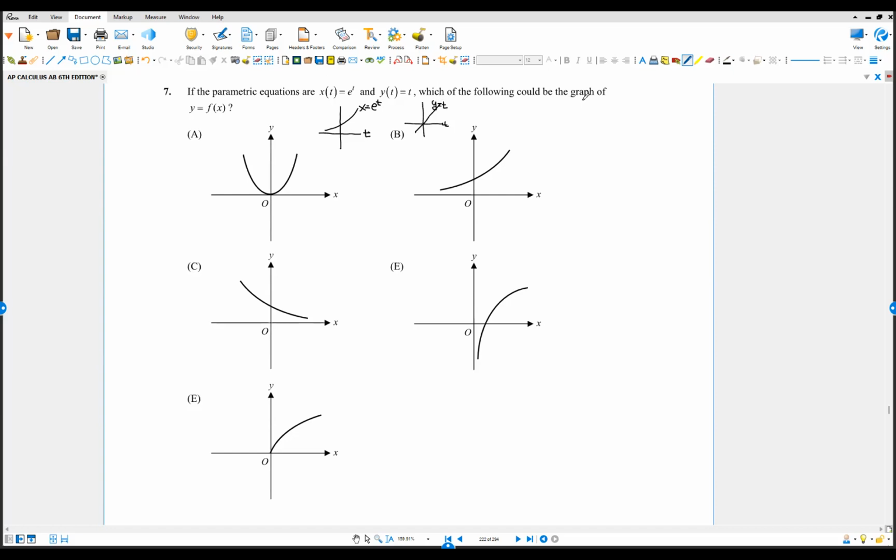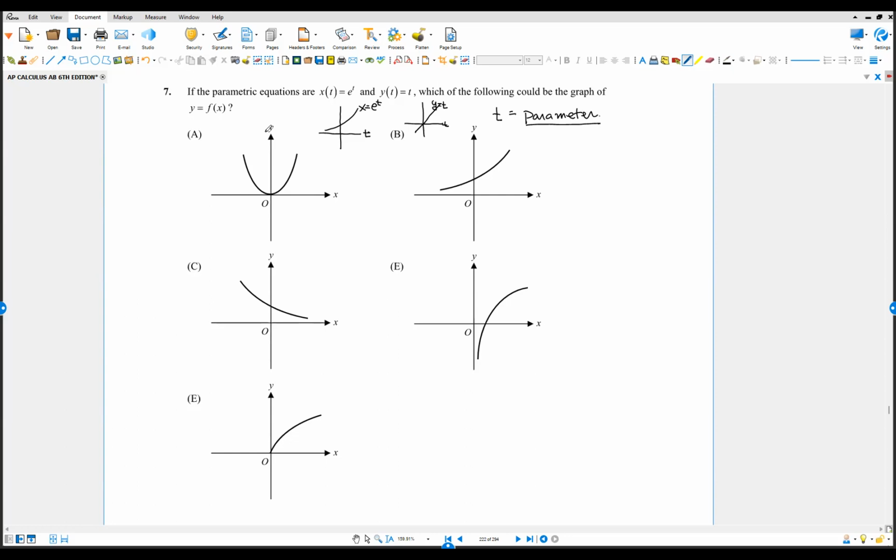Which of the following could be the graph of y equals f of x? Now we need to find the graph between x and y, not involving t. We have parametric equations, so if you eliminate the variable t, which is the parameter, you just find the direct relation between x and y, and you get the x and y graph.